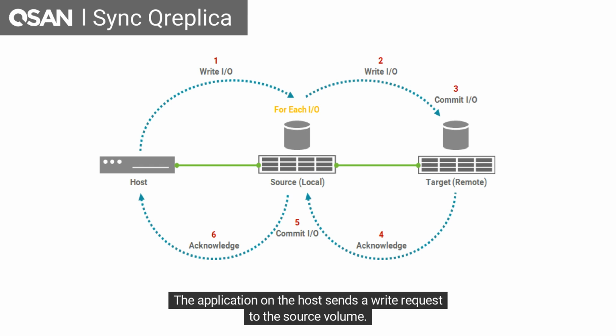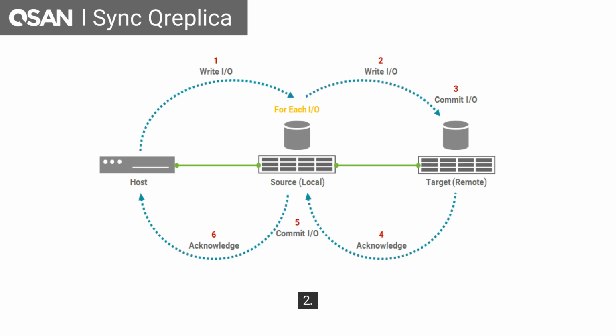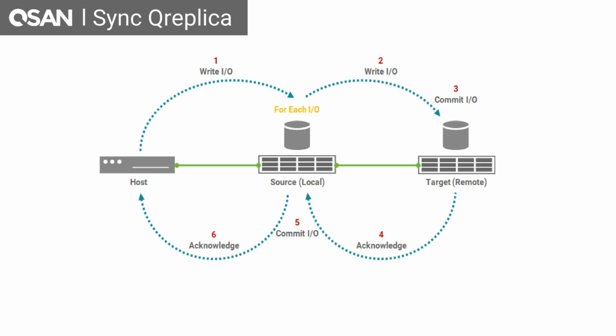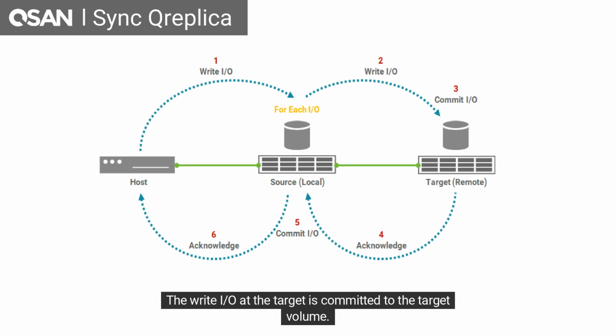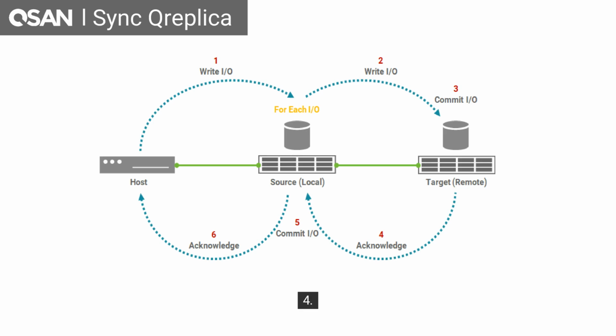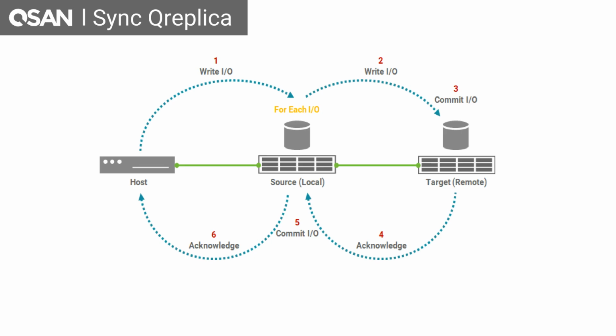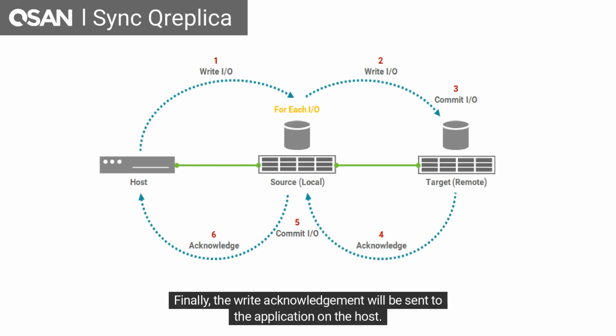1. The application on the host sends a write request to the source volume. 2. The write I/O copies to the target volume. 3. The write I/O at the target is committed to the target volume. 4. The write commit at the target is confirmed back to the source. 5. The write I/O is committed to the source volume. 6. Finally, the write acknowledgement will be sent to the application on the host.